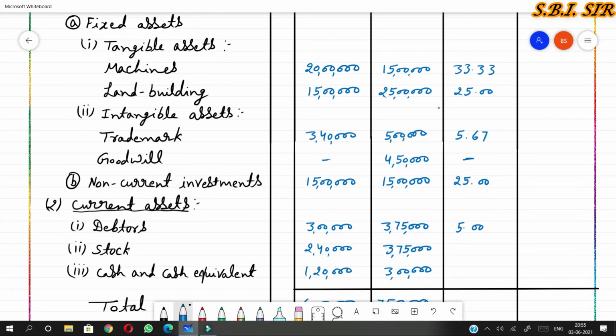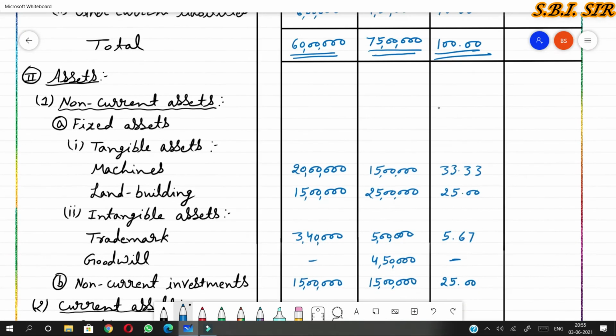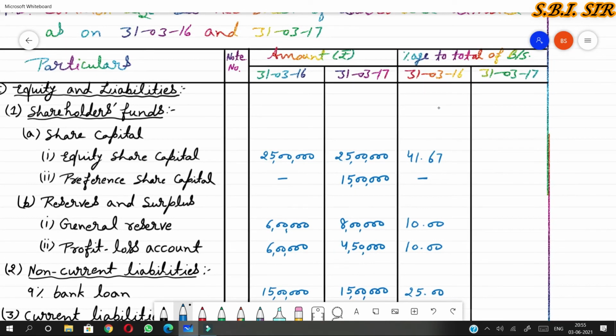2,40,000 divide by 60 lakh multiply by 100, then we will get 4 percentage. 1,20,000 divide by 60 lakh multiply by 100, then we will get 2 percentage. Then 60 lakh divide by 60 lakh multiply by 100, then you will get 100 percentage, and you can also make the total of these percentages, then you will get 100 percentage. Then for the year 31st March 2017 we will find percentage of total of balance sheet.